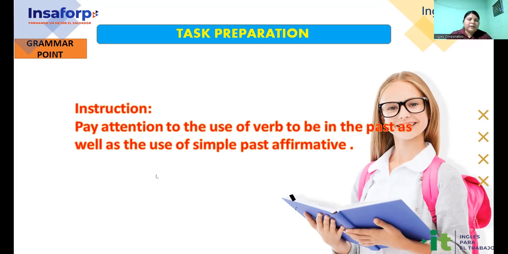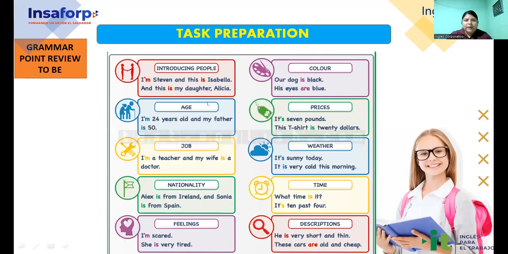Pay attention to the use of verb to be in the past as well as the use of simple past affirmative. We're going to check those two grammar points. This is just a reminder about what the verb to be is, because it's the same usage for the past form. We use it to talk about color, age, prices, a job, the weather, nationality, time, feelings, and descriptions. So they are the same, of course, for the past form, right?